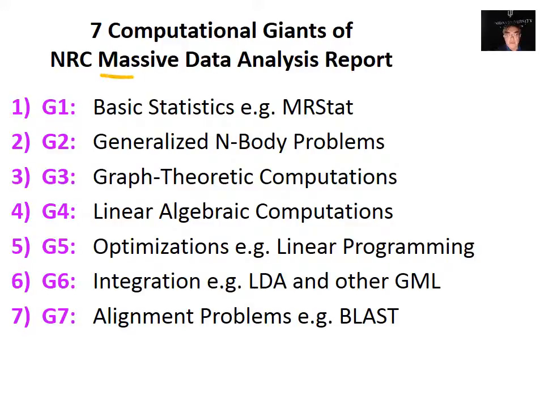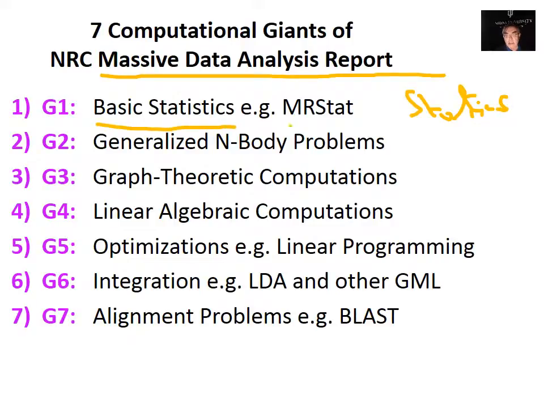Here we have the report from the National Research Council, massive data analysis. This comes from a part of the report aimed at statistics. And so these are all statistics related areas. And we have sort of basic statistics. That's illustrated with what I call MR stat in my classification, MapReduce statistics: adding over, overall standard deviations, averages, correlations, things like that. Then they notice the importance of the order n squared problem, which they term the generalized n-body problem.